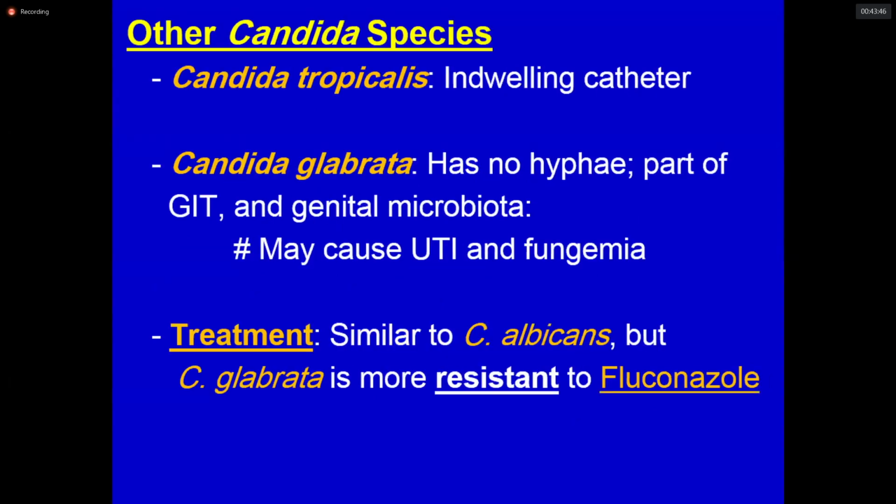Lastly, other types of Candida. Most of the time we talk about Candida albicans. There are other species, Candida tropicalis and Candida glabrata. Candida tropicalis comes usually with indwelling catheter.